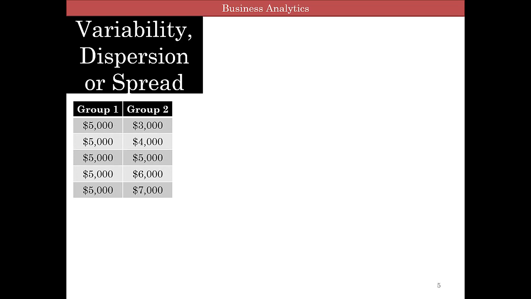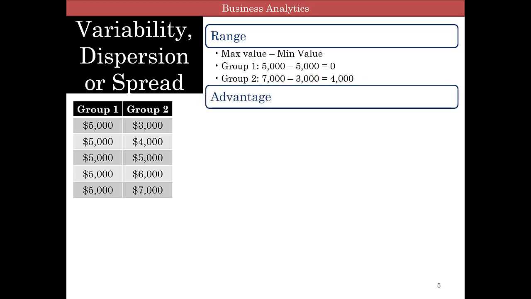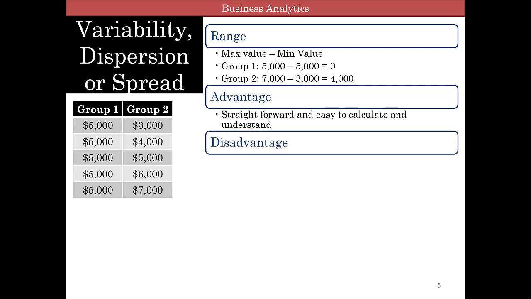So the first measure we're going to talk about is the simplest measure, and that's called range. Range is simply the maximum value in a group minus the minimum value. So for Group 1, that would be 0. For Group 2, it is 7,000 minus 3,000, which is 4,000. Now this is a very, very simple, straightforward way of measuring how your data is spread out. Easy to calculate and easy to understand.